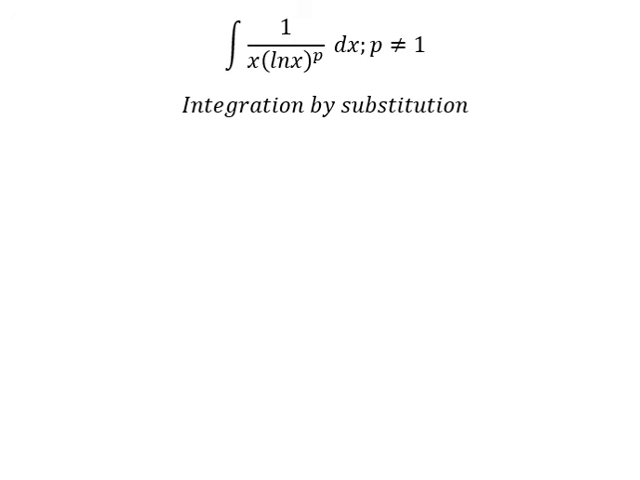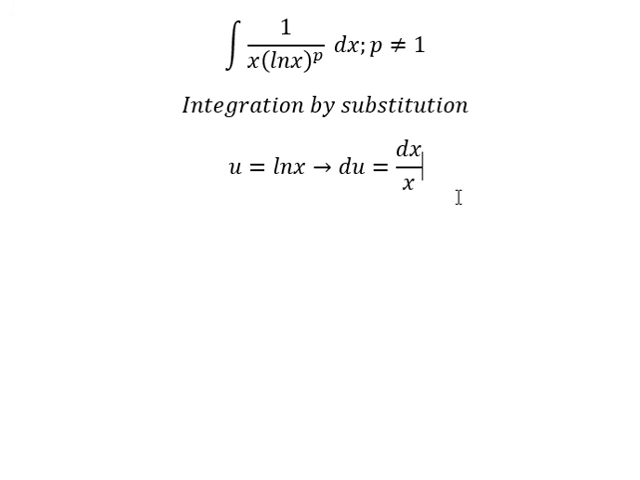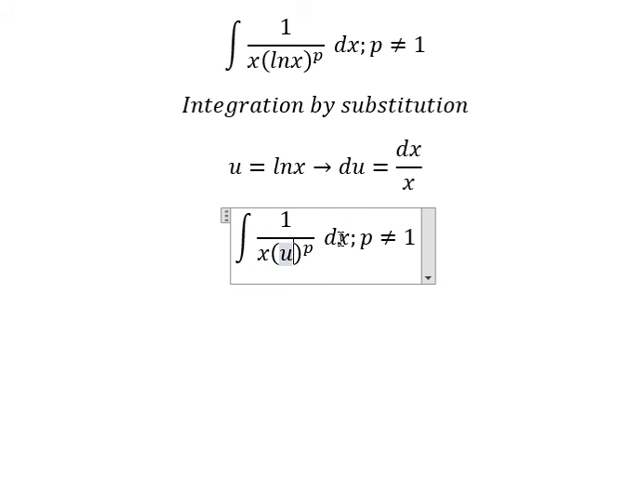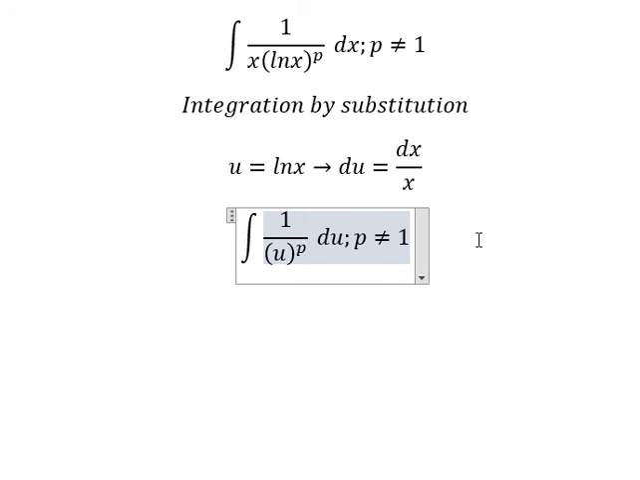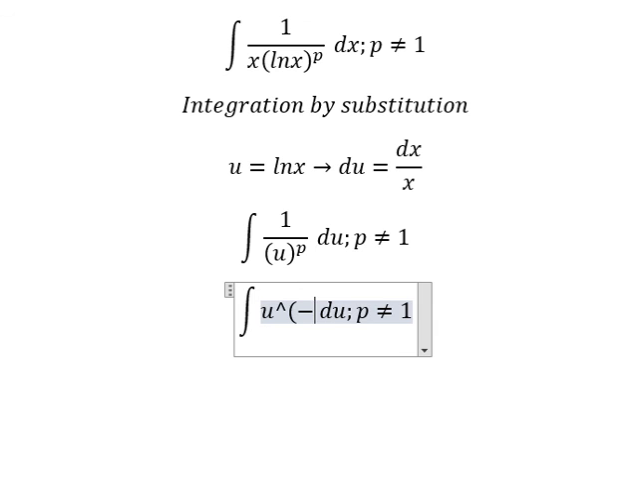So I will put u equals ln(s). So if we first take the derivative of both sides, we have du equals ds over s. So this one we change for du. The ds over s we change for du. And this one we change for u to the power of negative b.